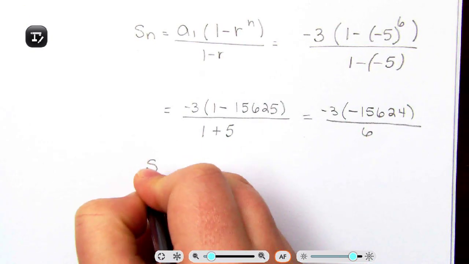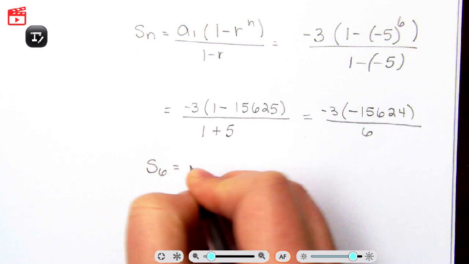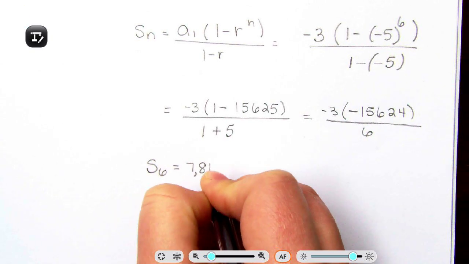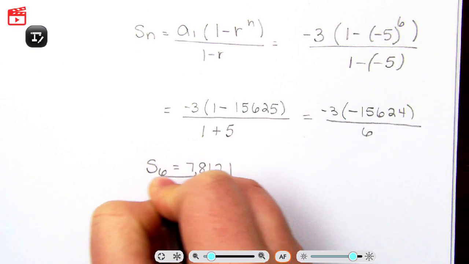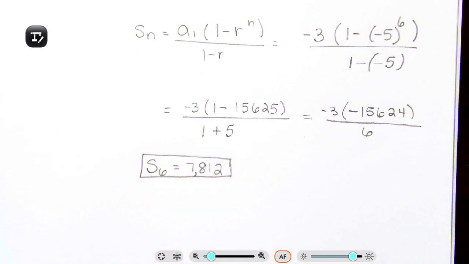So S sub 6, we know that n is 6, is equal to 7,812. So given this sequence, when I add all of that up, the sum of the series will be 7,812. Right, let's do the same thing for the following questions.